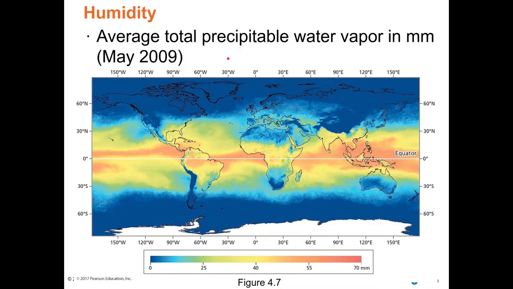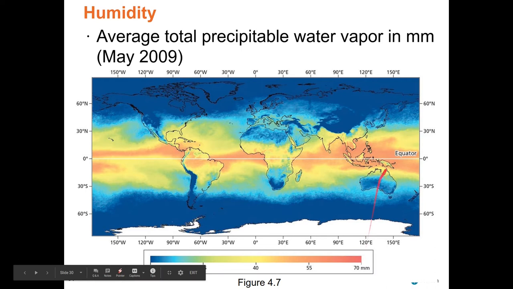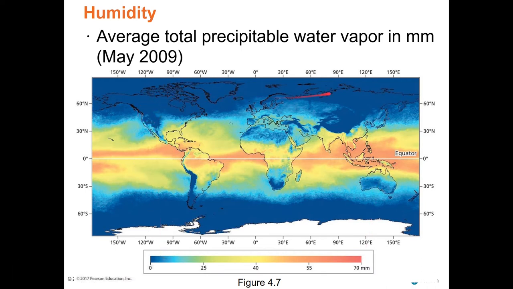This is a figure showing May 2009 actual precipitable water, how much water vapor was present in the atmosphere. You can see 70 millimeters over the tropics and close to zero over the places where it's colder. So the tropics are warm. There's lots of energy to evaporate water, so they have more water vapor in the atmosphere.